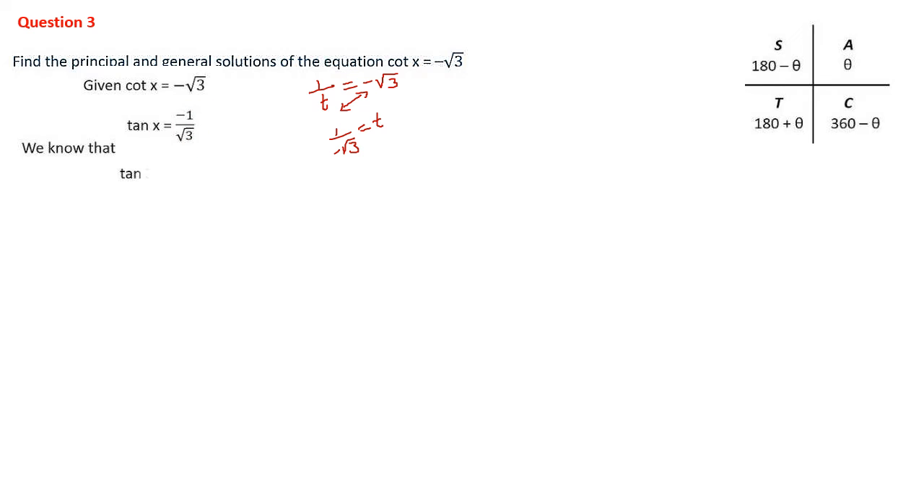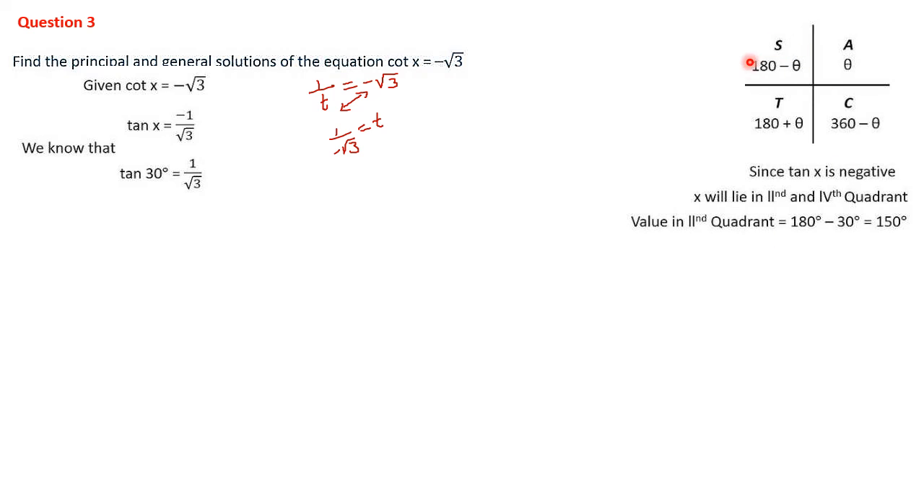We know that tan 30 is 1 by root 3; from the trigonometric table we get tan 30 is 1 by root 3. But here you see tan x is negative for us. So for tan x negative, you have to see in which two quadrants tan is negative. Tan is negative in the second quadrant because there sine and cosec are positive, and also in the fourth quadrant because there cos and sec are positive. So the value of x will be in the second and fourth quadrants. Second quadrant means 180 minus theta.